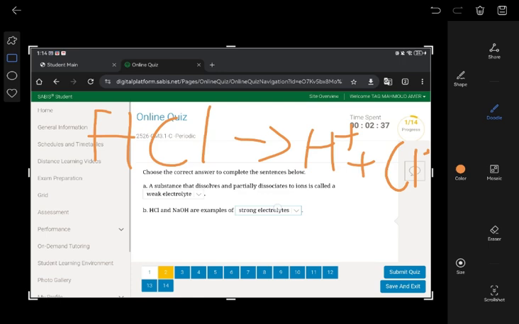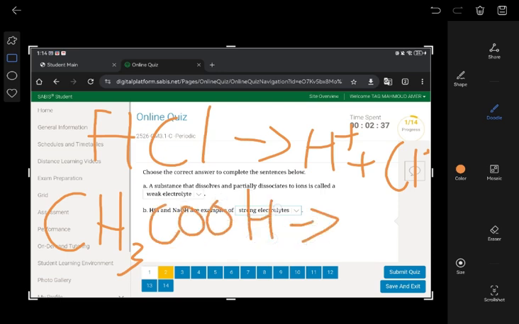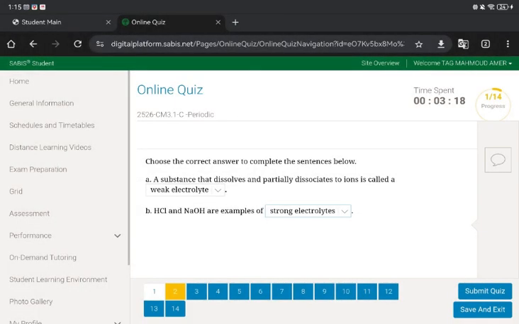But for example, acetic acid or ethanoic acid, CH3COOH, it disassociates into CH3COO minus plus H plus. It's reversible. If it's reversible, it's weak. If it's one arrow, it's strong. It's always how it is.